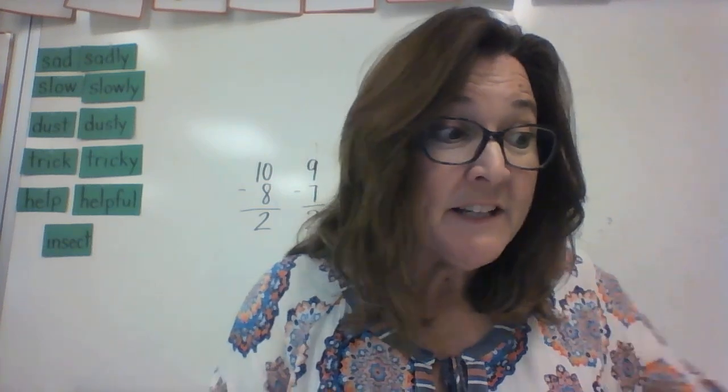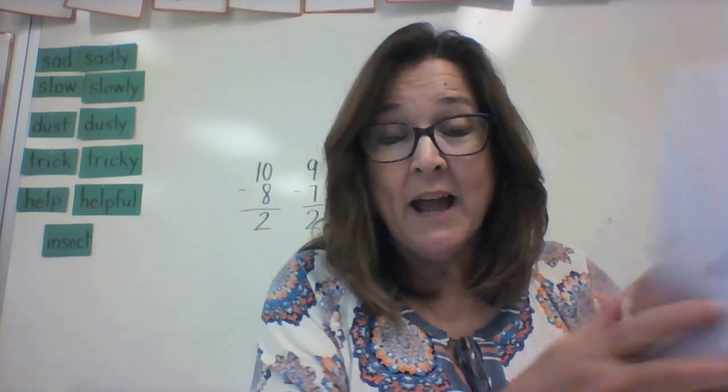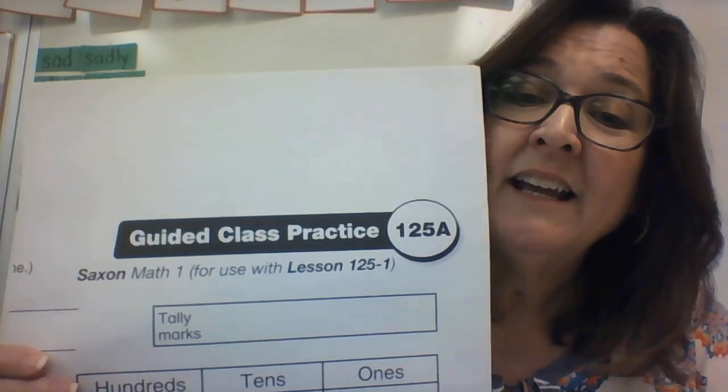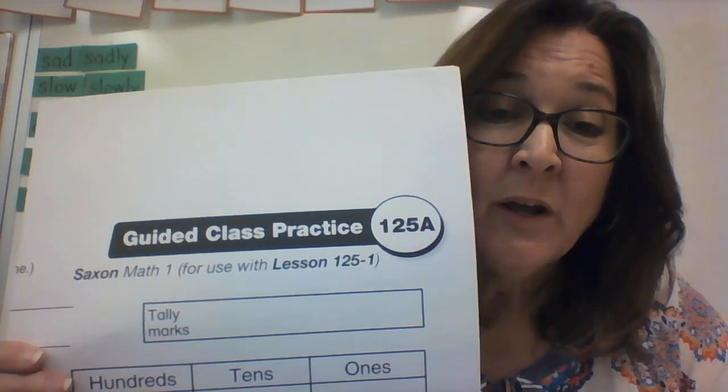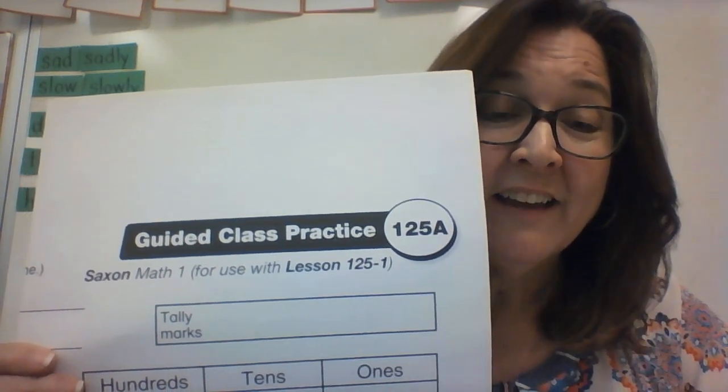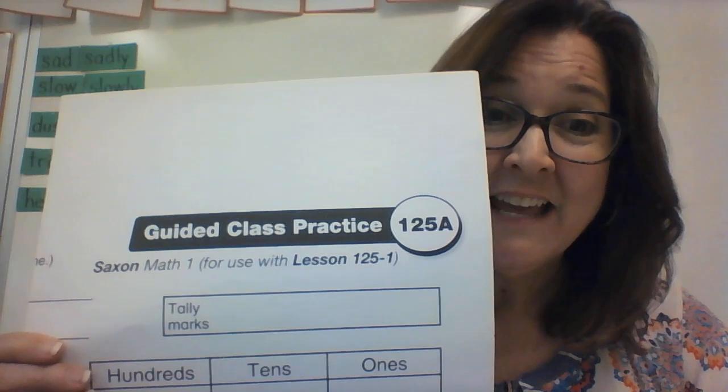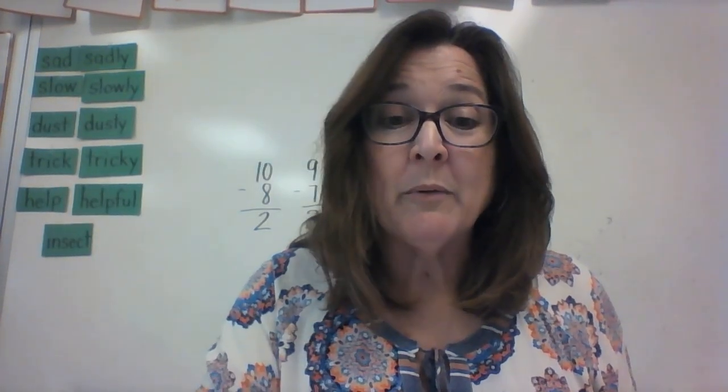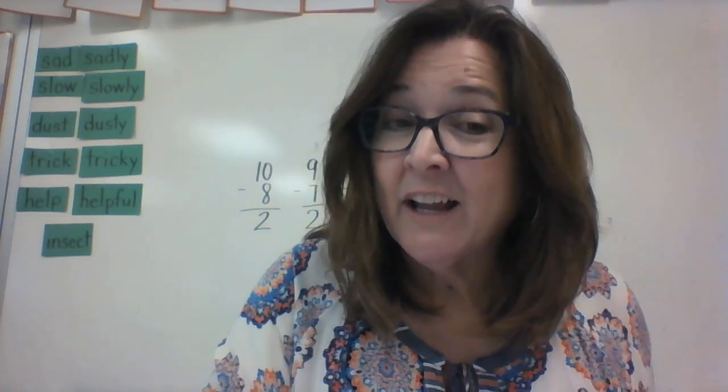We're going to get ready to do our class practice. So you are going to need guided class practice 125. And we'll do side A together. Do side B on your own, okay? So you get your paper ready, and I'm going to get our chart up. Make sure you have your ruler and your crayons.